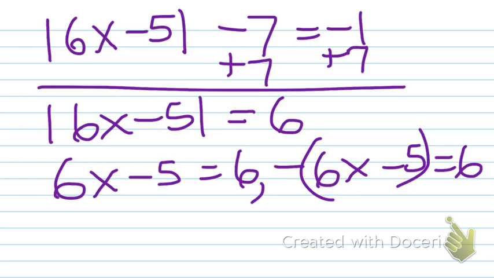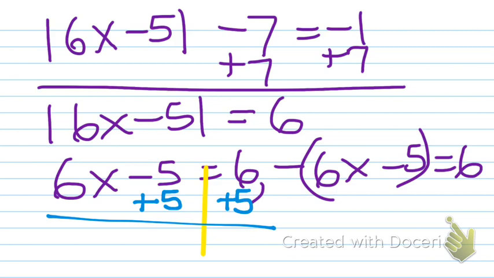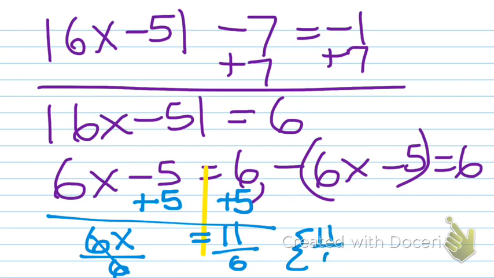Okay, now we need to solve for x. Now solve for x in the first equation. We need to get x by itself. Draw your line, and anytime you move anything over the equal, you just simply switch the signs. We add 5 on both sides, and we have 6x equals 11, and then we divide by 6, and x equals 11 over 6.